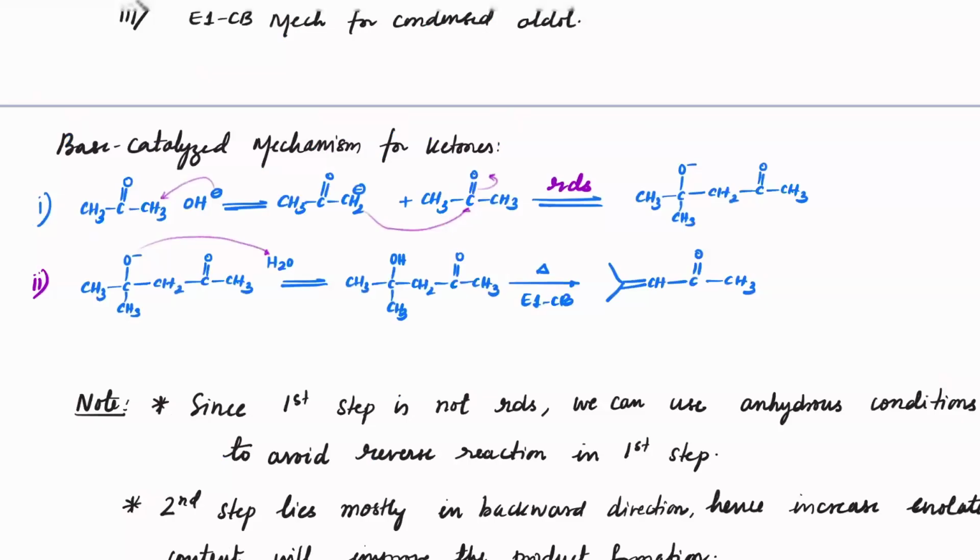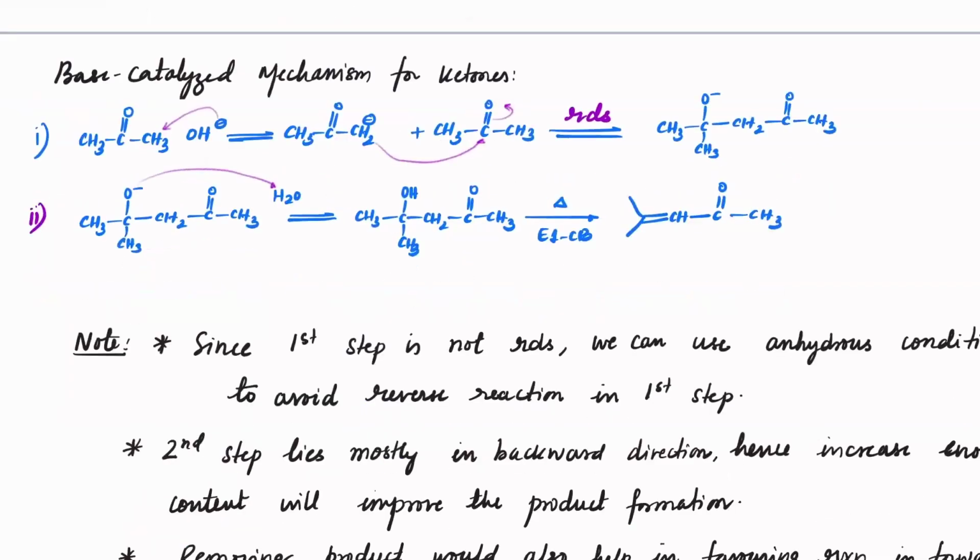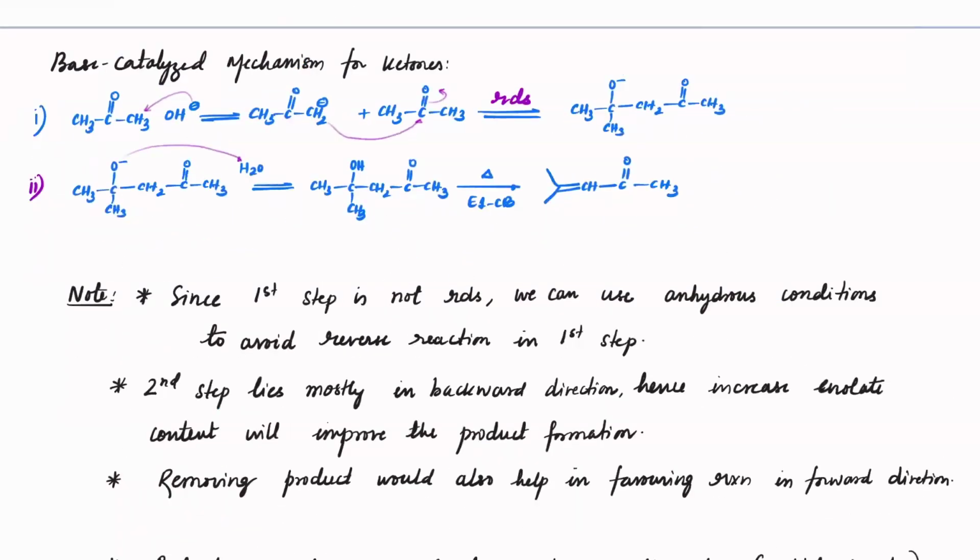This is the condensed aldol. Okay. So read out something here. That is, the first step is not the RDS. We can use anhydrous conditions to avoid the reversible reaction in the first step. Because in the first step, OH minus will take H plus and water will increase. So which means if you take a dilute solution, the reaction would always be more on the left hand side. So if at all you want to make the reaction go more on the right hand side, use a smaller amount of water content so that the reaction would be pushed in the forward direction. In such case, try to take anhydrous conditions.